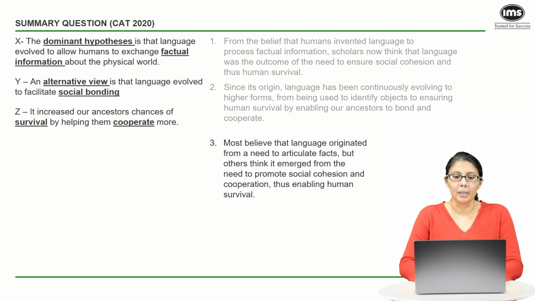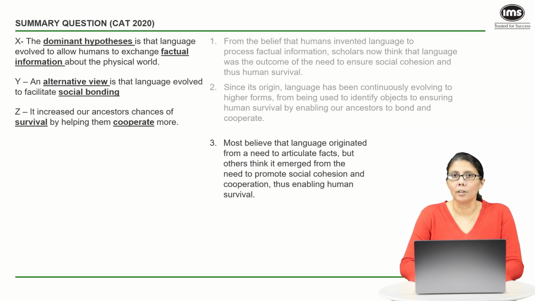Language originated from a need to articulate facts. Again, this is talking about trading factual information, so we're fine. Others think it emerged from the need to promote social cohesion. Social cohesion is equal to social bonding, so this is now the alternative view, so we're still fine. And cooperation, thus enabling human survival. You would note that we have covered X, Y and Z, all 3 points are there, even though the words have been changed slightly. So option 3 we should definitely retain for now.